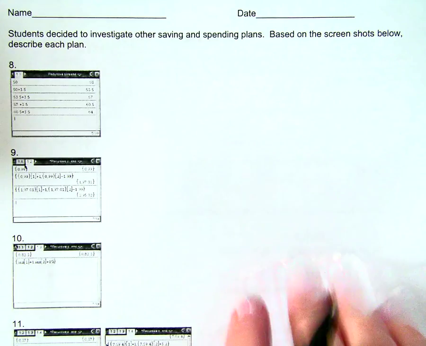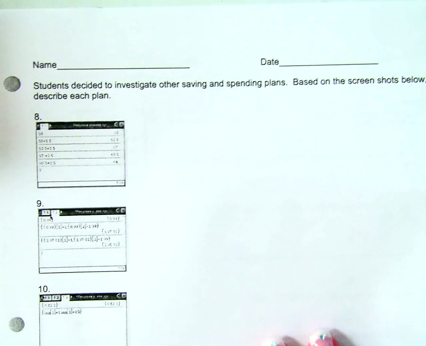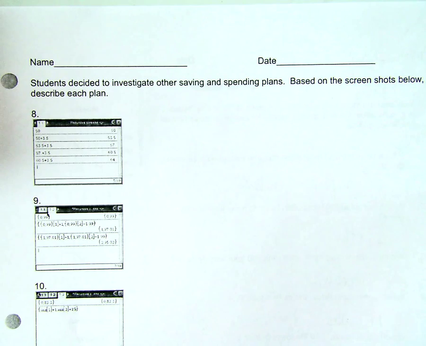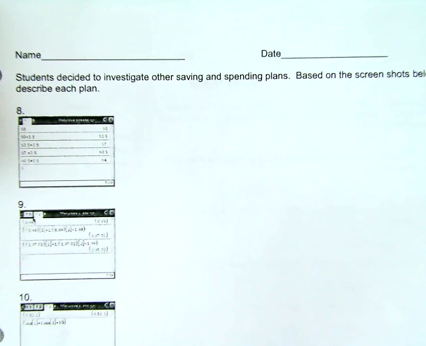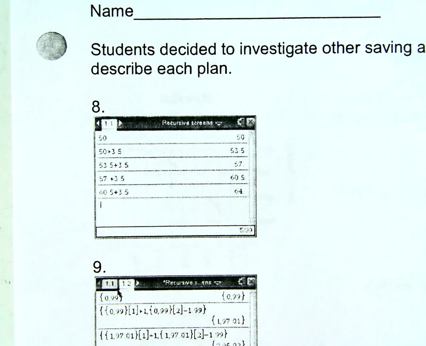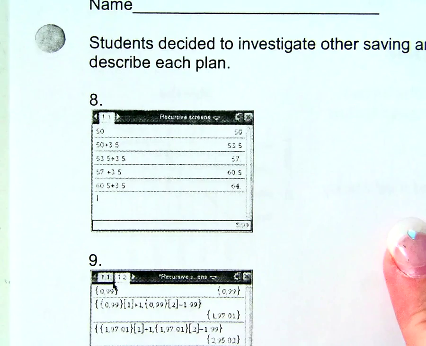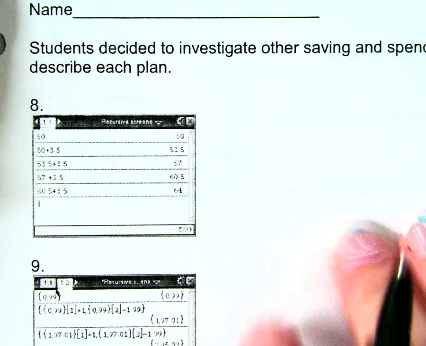Just for the record, whatever we don't finish here before the bell rings is your homework. Okay? Now I'm going to zoom in a little bit because it's a little easier to see if I do that. These are some calculator screenshots. Can we figure out what kind of saving or spending plans are just based on these screenshots? Tell me about this one.